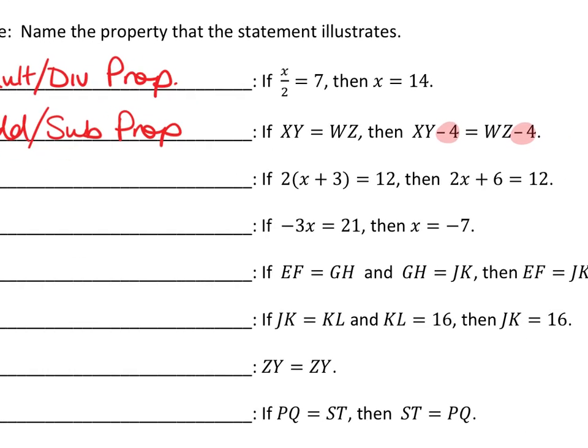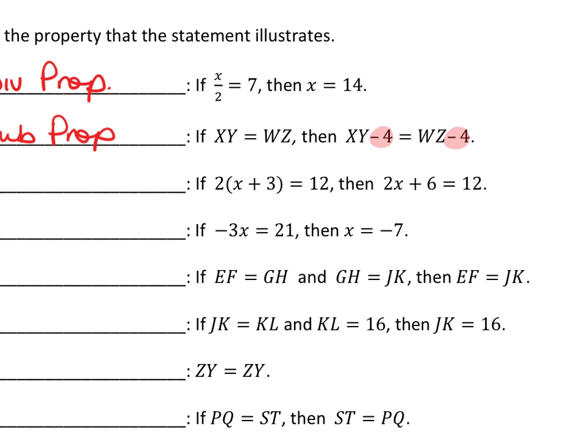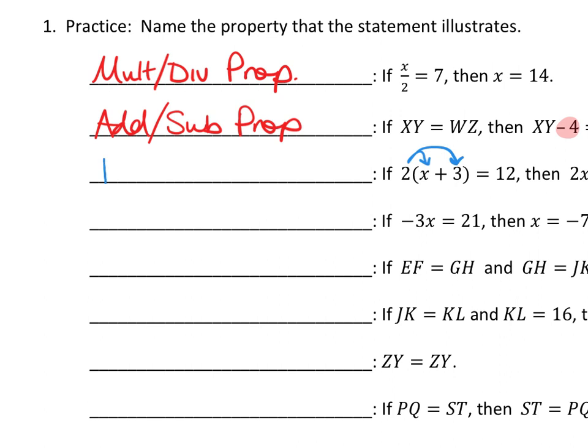For the third one, it says if 2 times x plus 3 equal to 12, then 2x plus 6 equal to 12. Why am I allowed to make this conditional statement? Yeah, we had parentheses and then all of a sudden we don't have parentheses. What is that called again? Distribute. It is multiplication, but it's specifically called the distributive property. That's why we're allowed to do that. It remains equal even after we do that multiplication with the distribution.